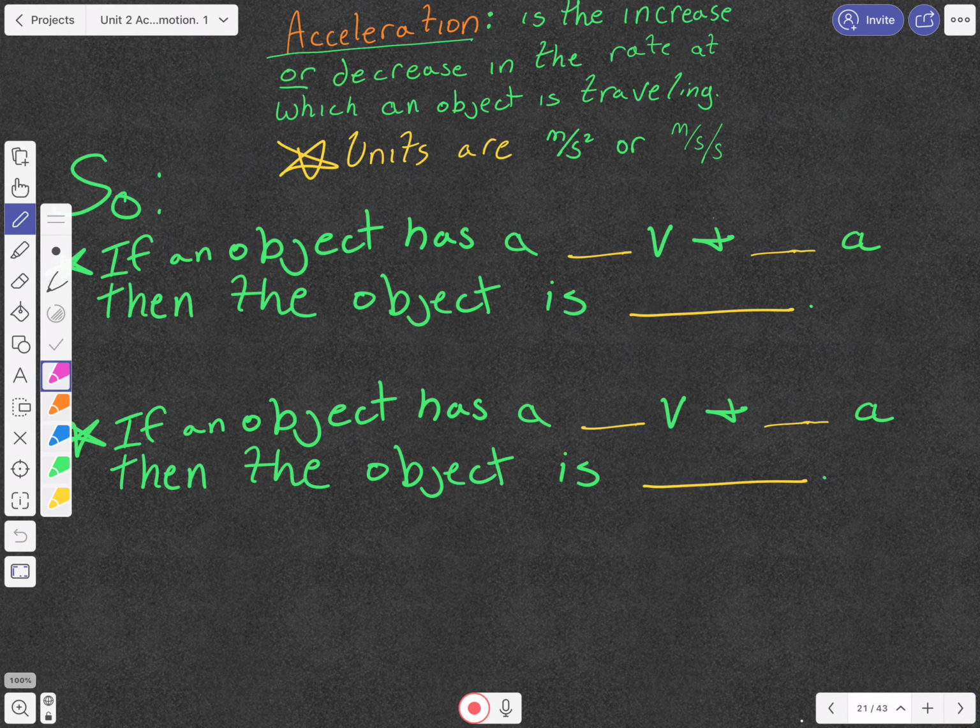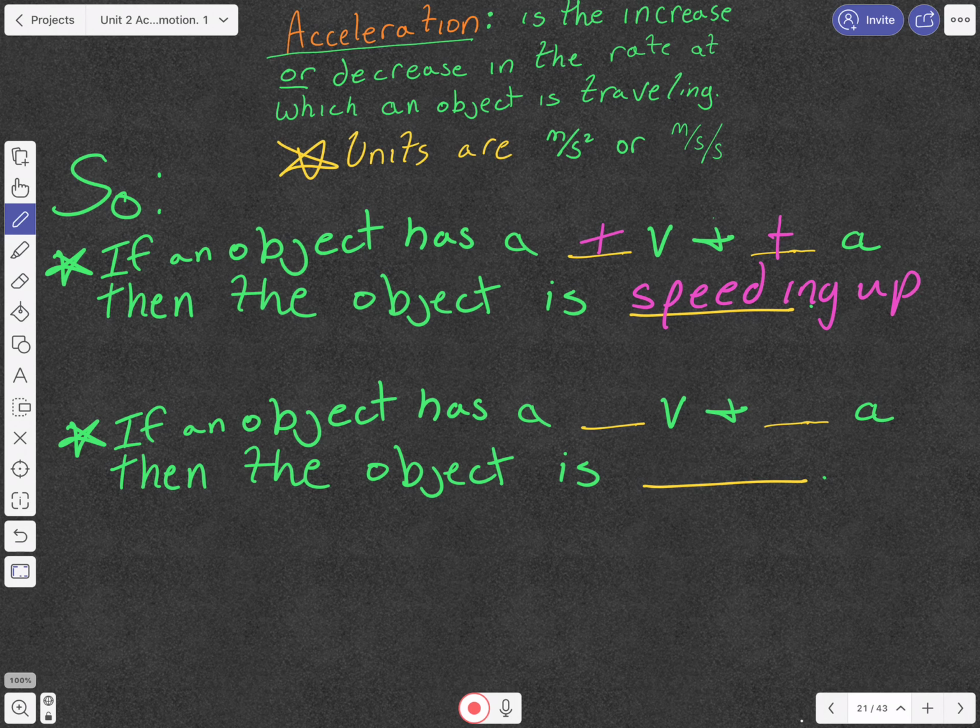So if we have an object that is traveling with a positive velocity, and if our acceleration is positive, then we can say our object is speeding up. That should be a little bit intuitive. If I'm going in this direction and my acceleration is also in this direction, I should be getting faster. And remember, speeding up is a scalar, not a vector. So we're just saying that it is speeding up in some direction.